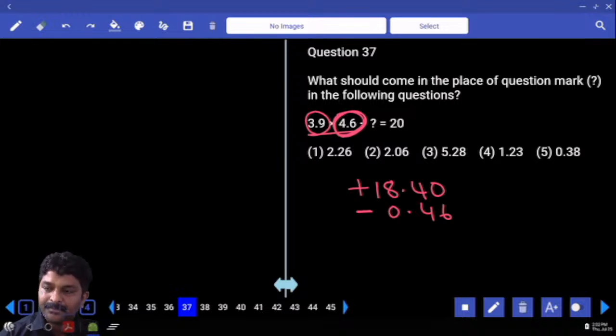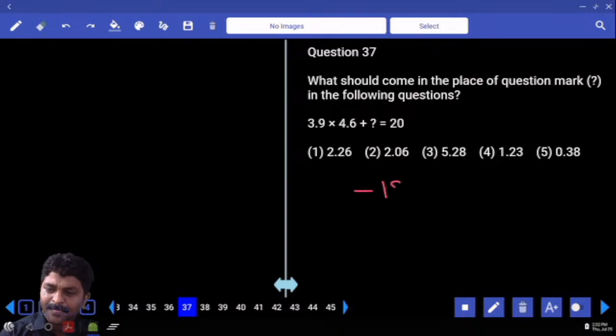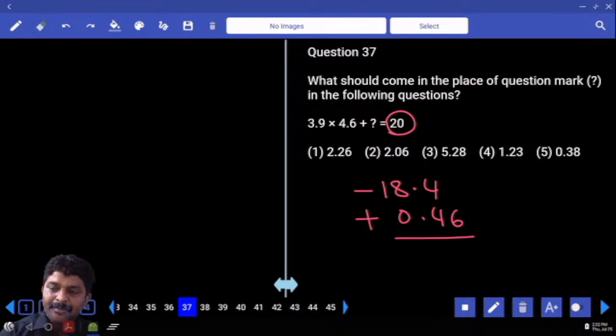Is it clear? Negative becomes positive, right? 18.4, and to that you need to add 0.46. Already we have 20. 20.46 minus 18.40 is 2.06.